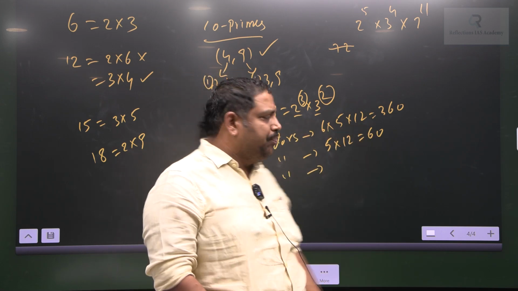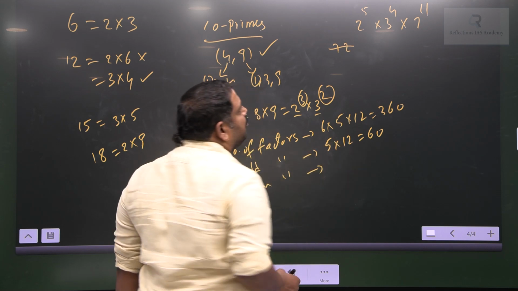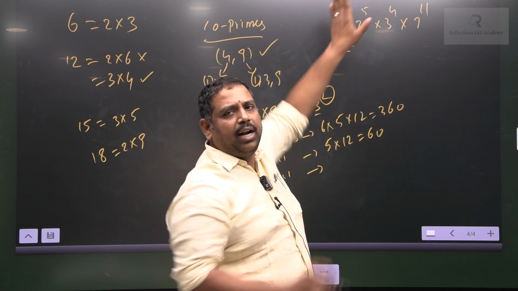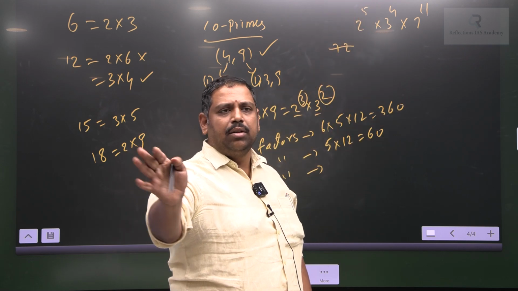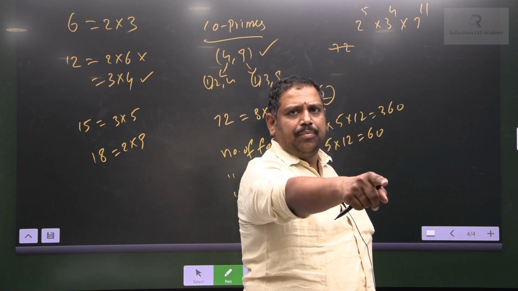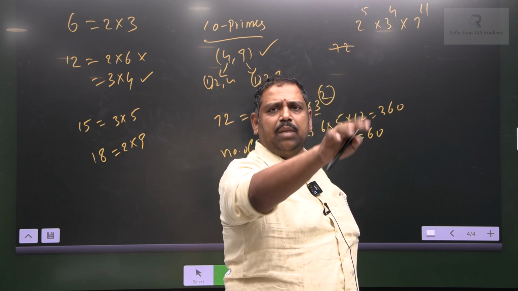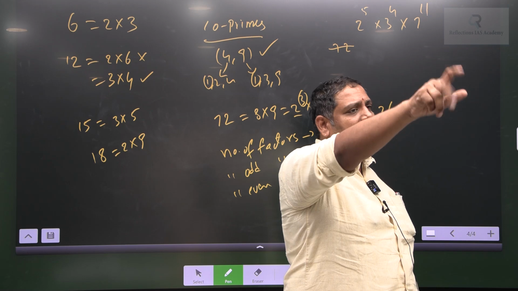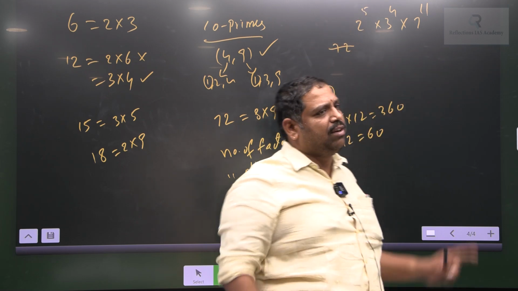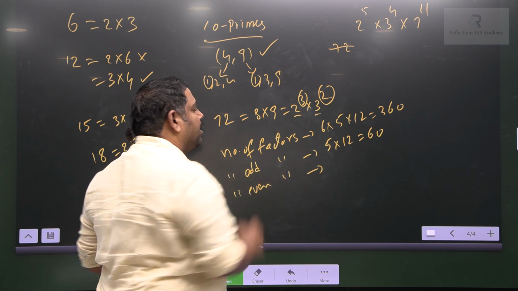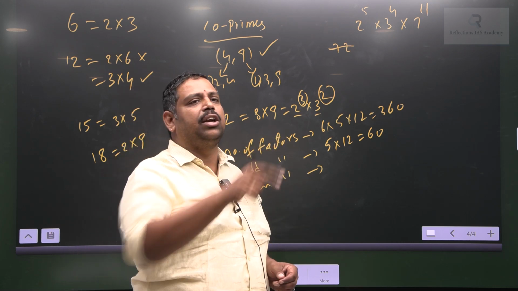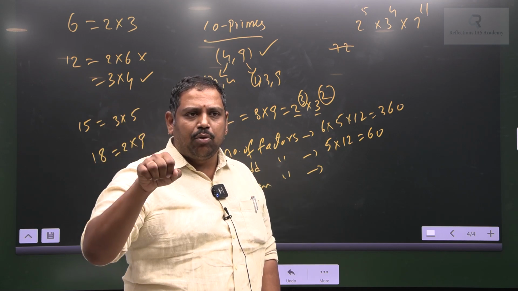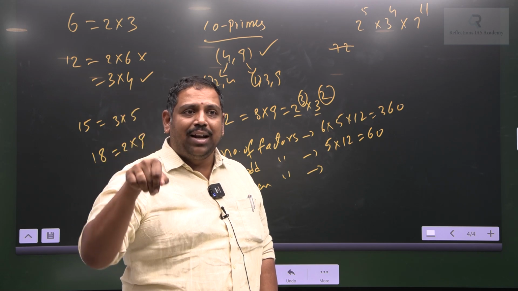Got it? Now, if I take odd, I should leave out 2, because if I include 2, all will become even only, right? That's why I will leave it. I'll take these only. 3 power 4 is there now. So I can take 3 power 4, 3 cube, 3 square, 3 power 1, 3 power 0. So plus 1 as usual. I can take 7 power 1 also, 7 power 0 also, and the others. So plus 1 also. If I want even, definitely 2 is mandatory. Yes or no? So I can take 2 power 5. I can take 2 power 4, 3, 2, 1, but not 0.